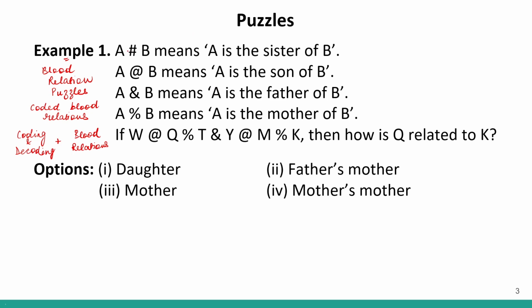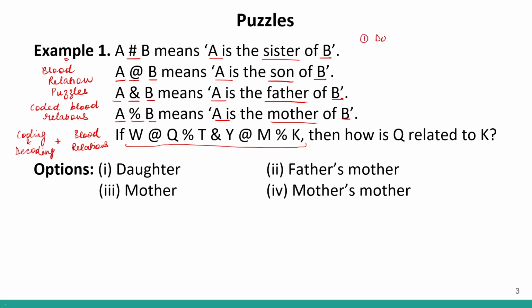In this question, it is written that A hashtag B means A is the sister of B. A at the rate B means A is the son of B. A and B means A is the father of B. A percentage B means A is the mother of B. Correct? Then this expression is given to us. We will solve this expression to get a family chart, and then we will answer this question. Okay? So in blood relations, I told you to remember three things.